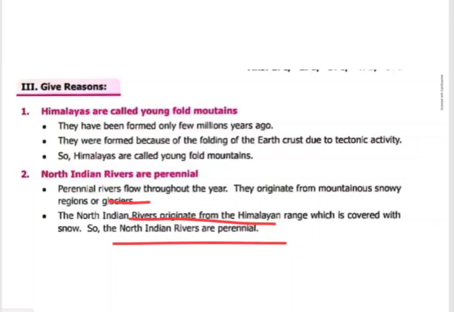South Indian rivers, by contrast, depend on rainfall. If there is rainfall, then that water will flow. Not throughout the year; only for 3 months or 6 months will it be available in South India. At the same time, North Indian rivers are perennial rivers. Why? Because they originate from the snowy mountains, especially the Himalayan mountains. So that's the thing.